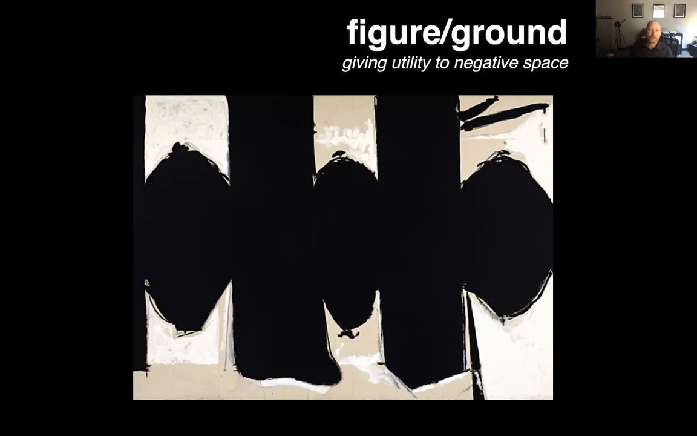Ultimately, what we are trying to achieve with this conversation and with the experiment is to engage in what we call the dichotomy of attention. And the activity offers the simple concept of giving utility to both positive and negative space. In other words, making sure that we are paying attention to both.